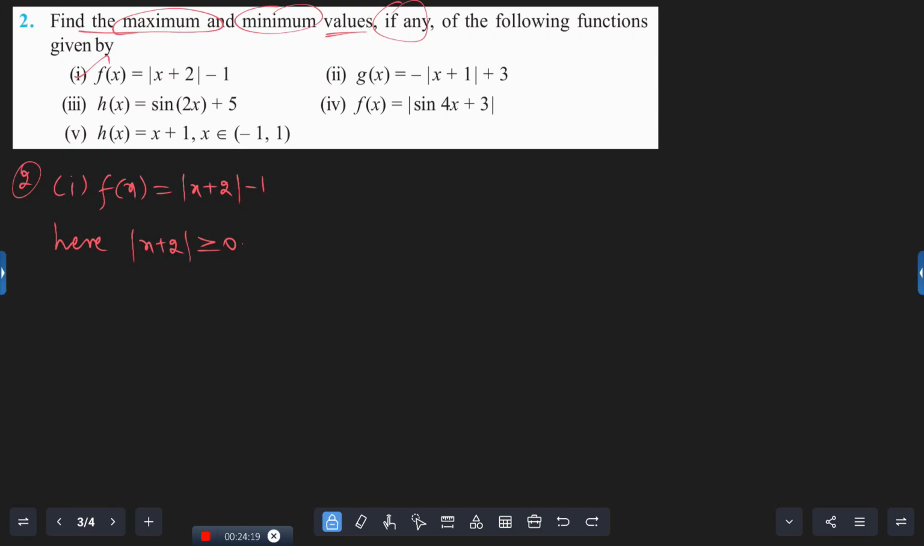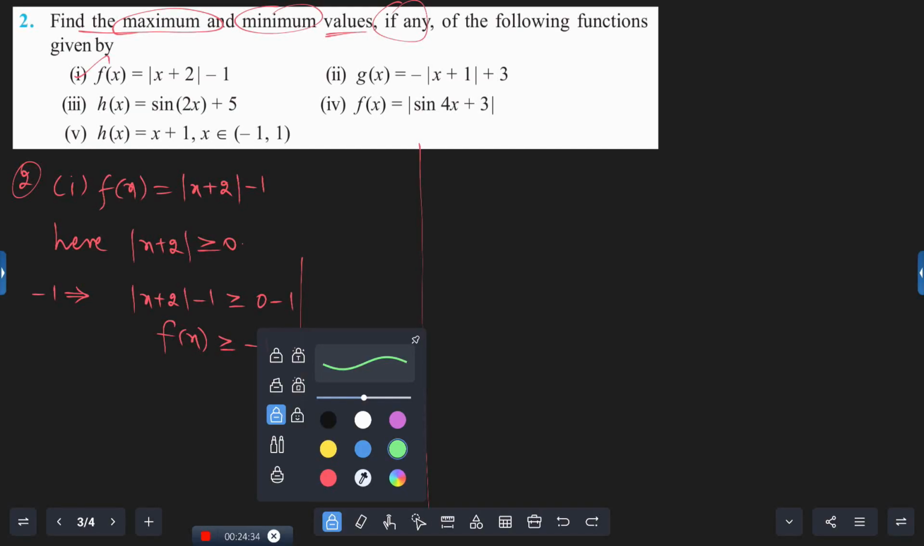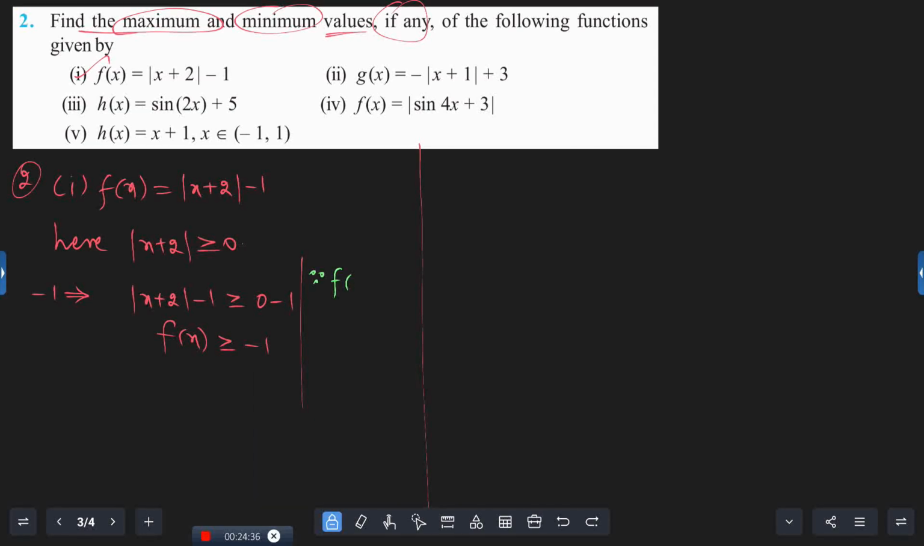Now subtract minus 1 on both sides. Modulus of x plus 2 minus 1 is greater than or equal to 0 minus 1. Then on the left hand side we have f of x and on the right hand side minus 1. So it looks like f of x greater than or equal to f of c. So f of c, being the smaller side, what do you have to say? f of c is minimum.